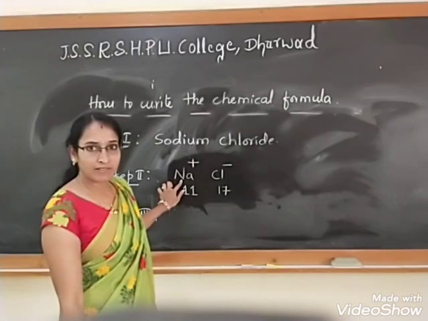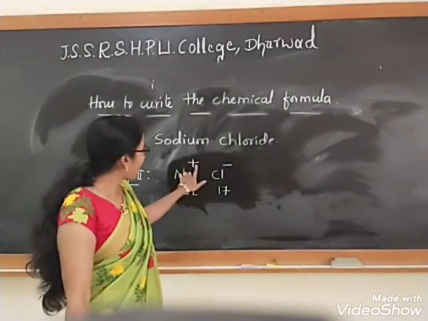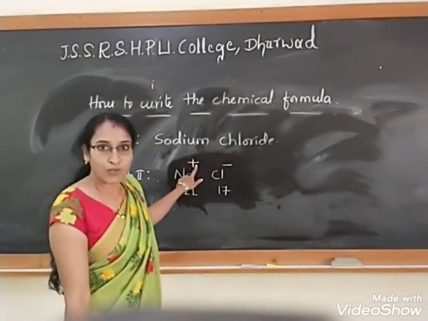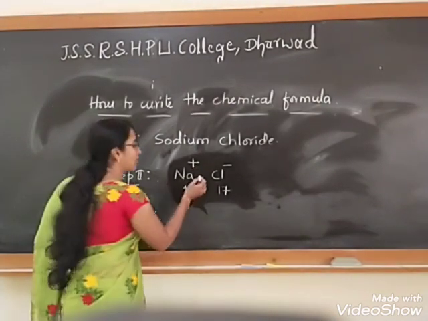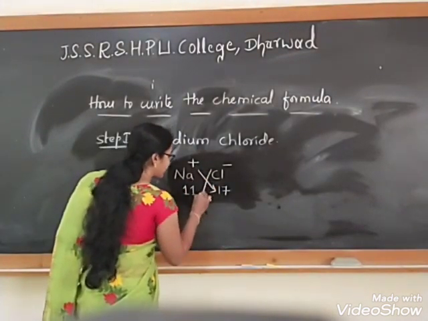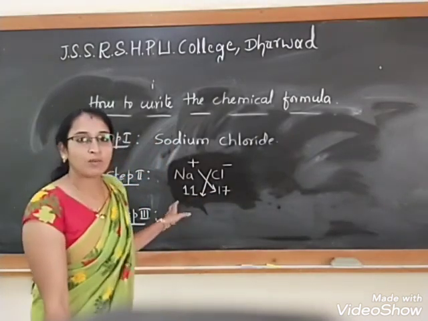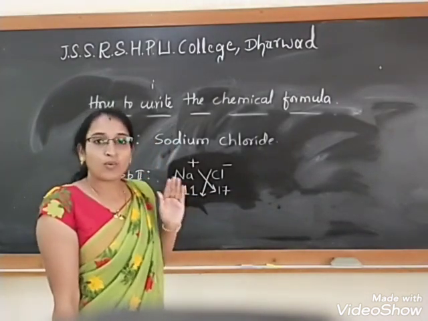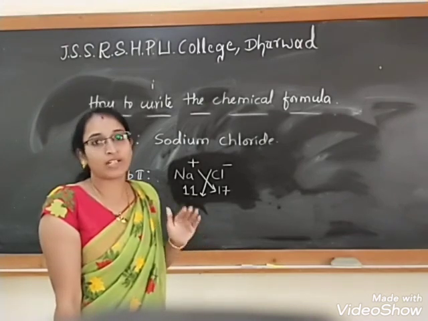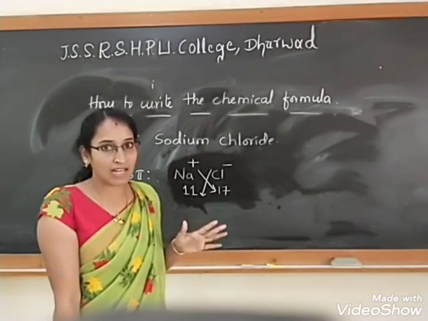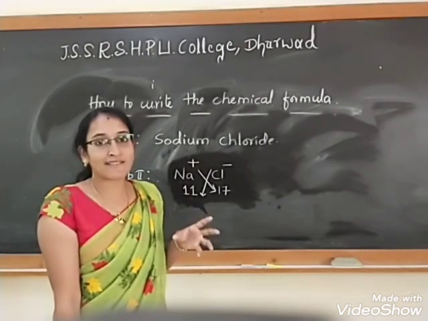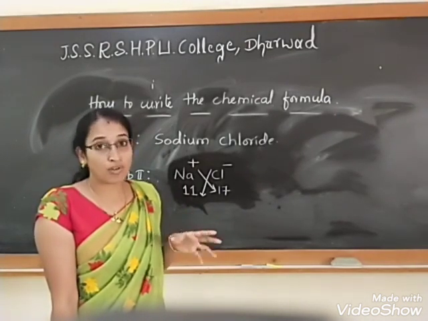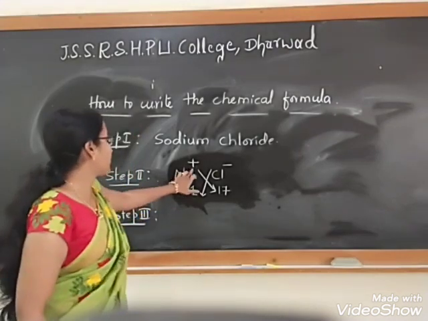So the symbol should be written in the second step, and as well as the charge of the element should be written in the second step. Okay. Then the third step, the valency should be crossed. It must be crossed. So why should the valency be crossed? Because we only have to take the number. We do not consider the charge. So we have to consider only the valency. As I already explained, valency is a whole number which does not have any sign. So we have to consider only the number.